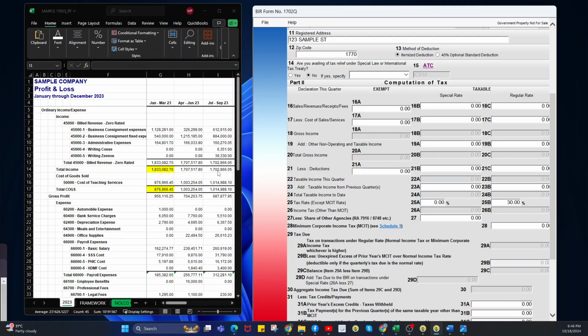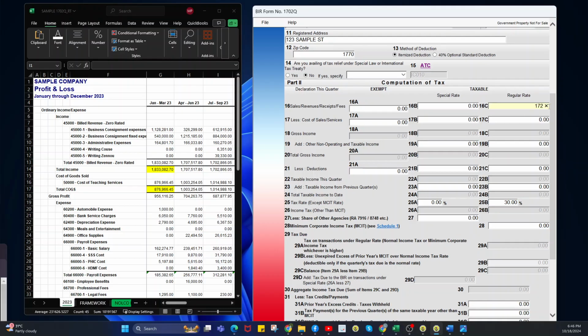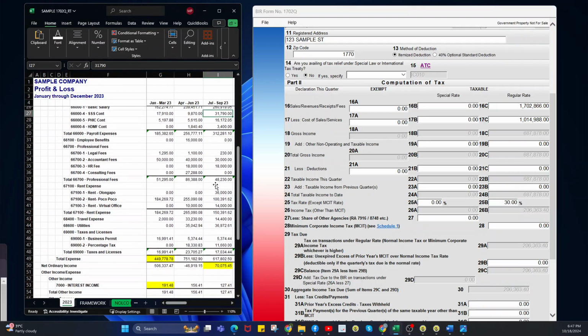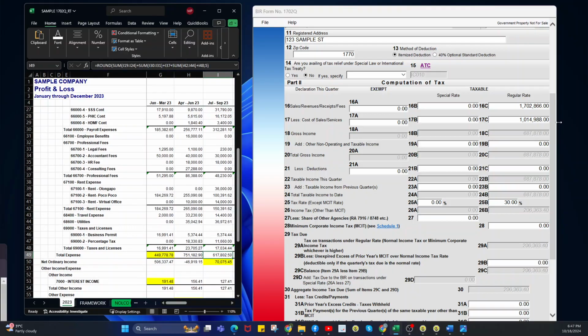Ang third quarter income niya is 1702,866. Lagay natin siya sa regular rate. Ang cost of sales niya is 1014,988. So, 687. Ang assumption natin dito is, lahat ng expenses nito is valid. Okay? So, ano total expenses niya? 617,802. Alright?